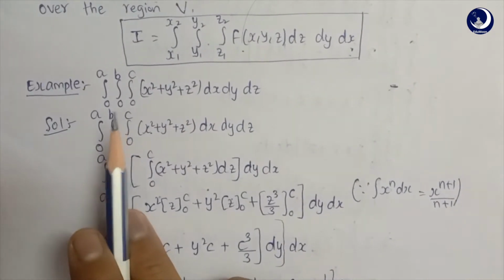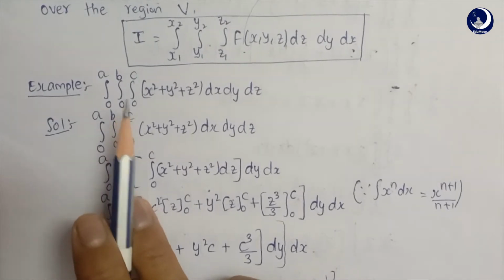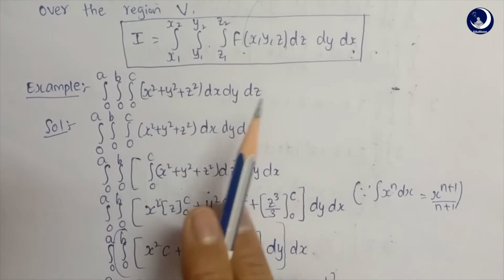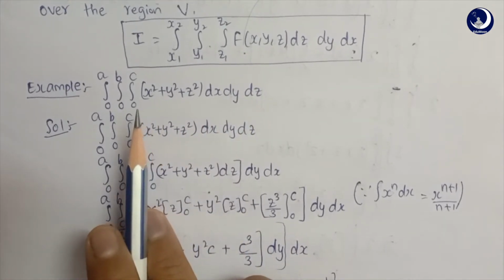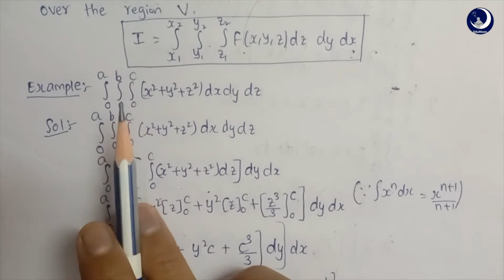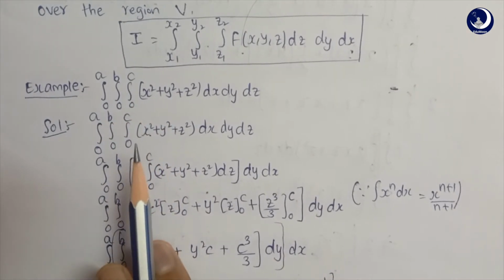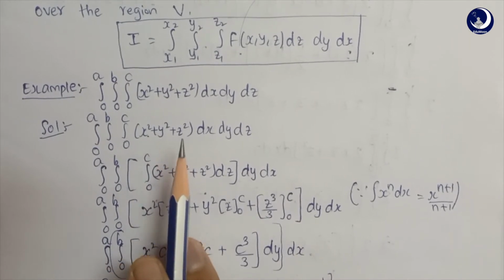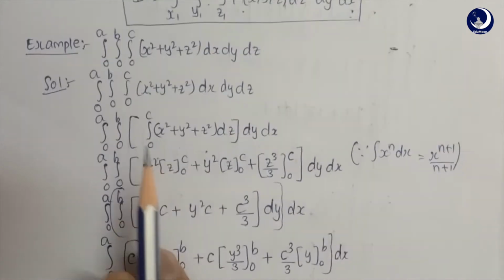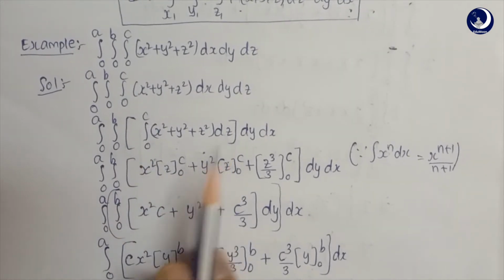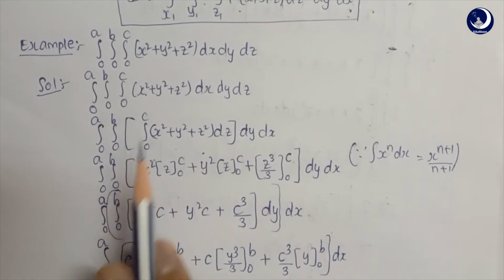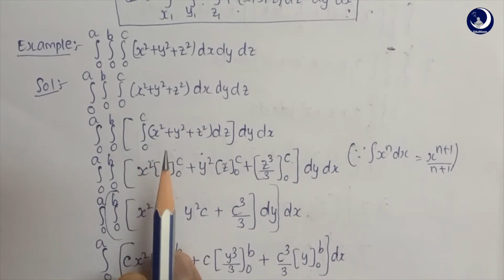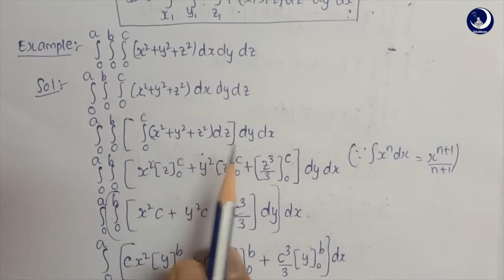In this example, we see the integral 0 to a, integral 0 to b, integral 0 to c, of x square plus y square plus z square, dx, dy, dz. Here we see the constants 0 to c, 0 to b, 0 to a. Whenever constants are given, we can take the integration first with x or y or z; there is no problem. I take first integrate with z, integral 0 to a, integral 0 to b. First we integrate with dz, integral 0 to c of x square plus y square plus z square into dz.